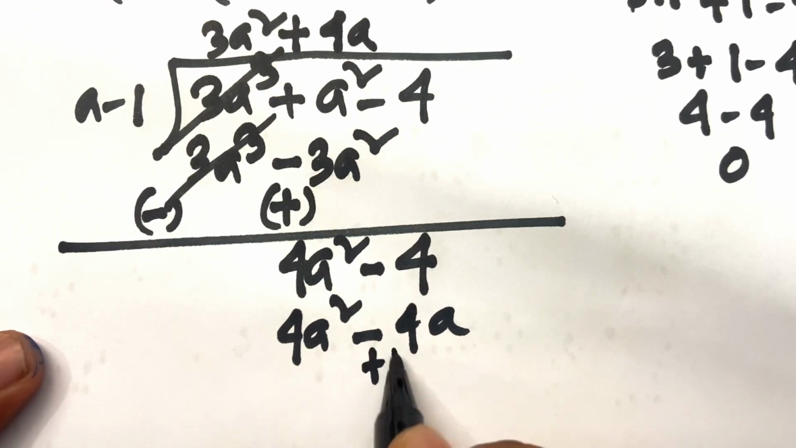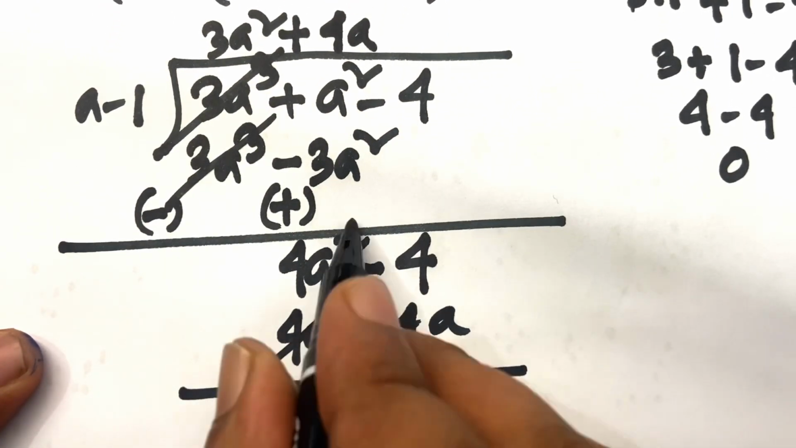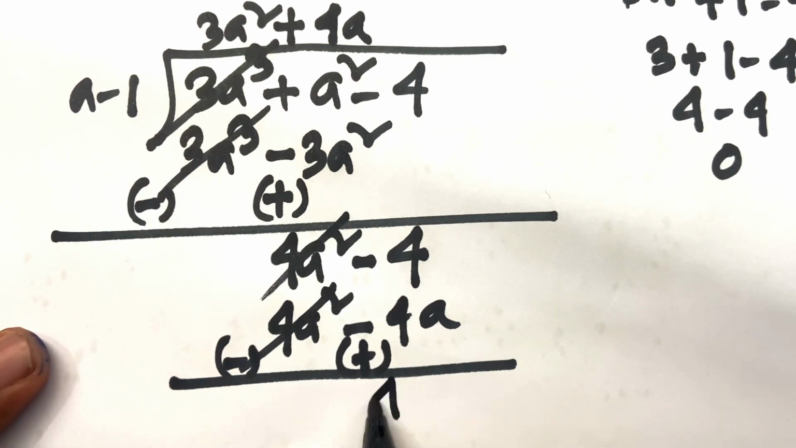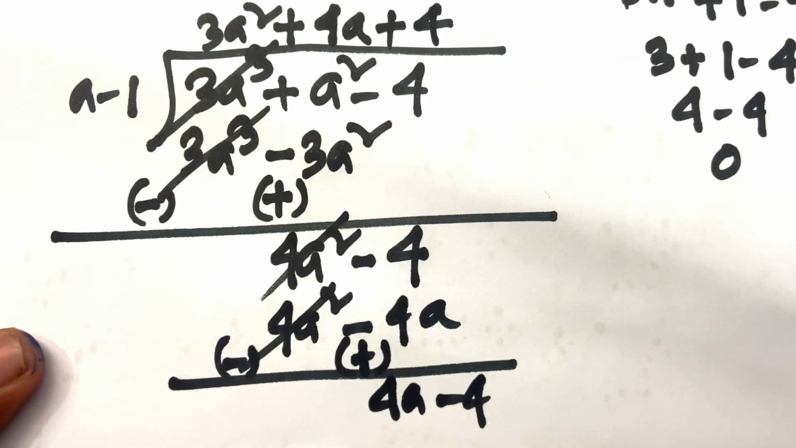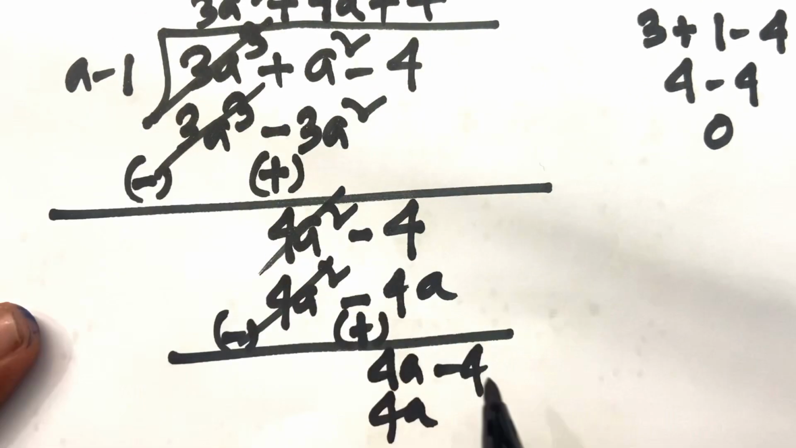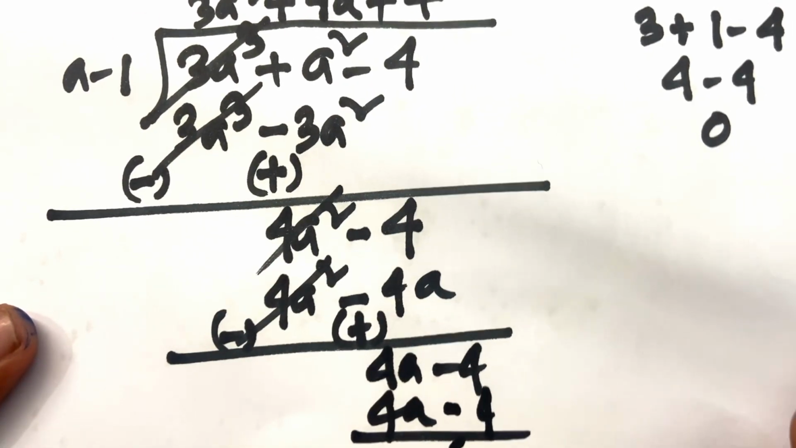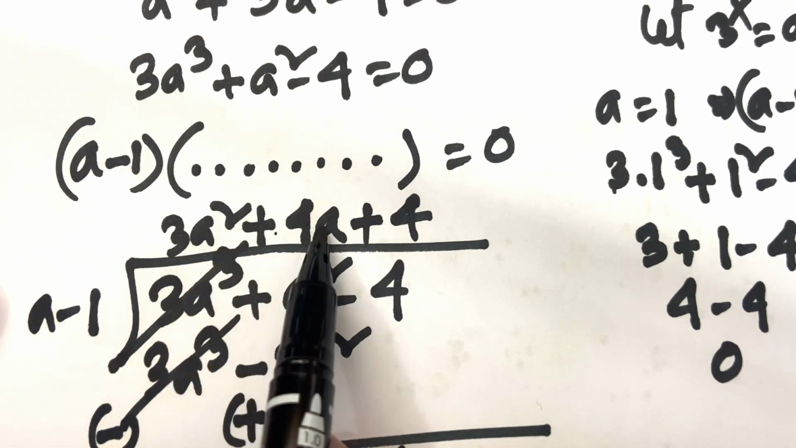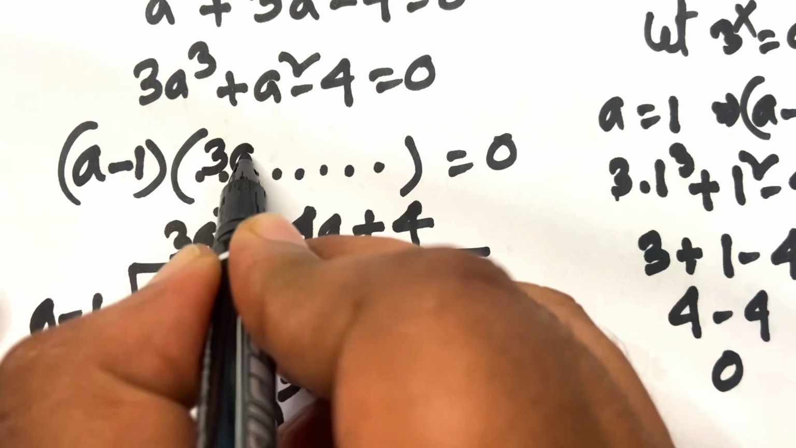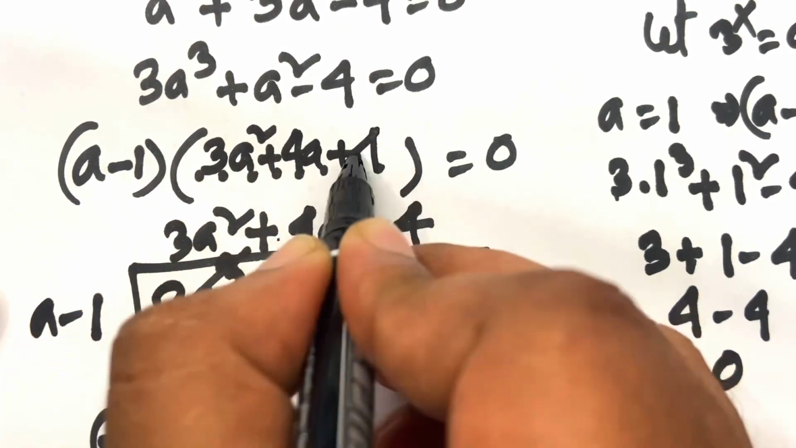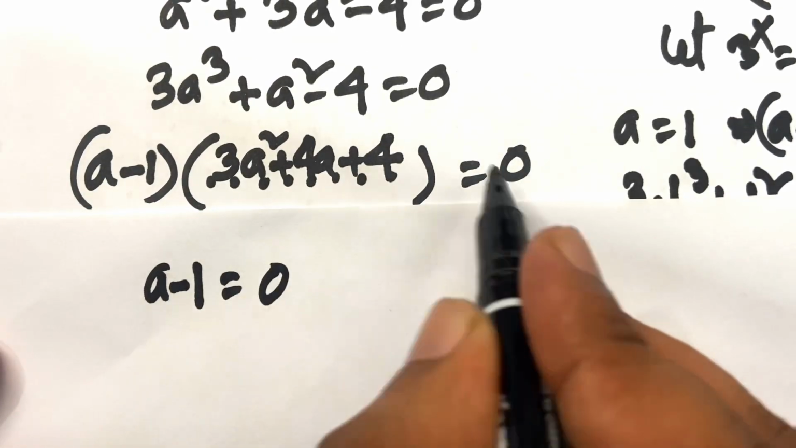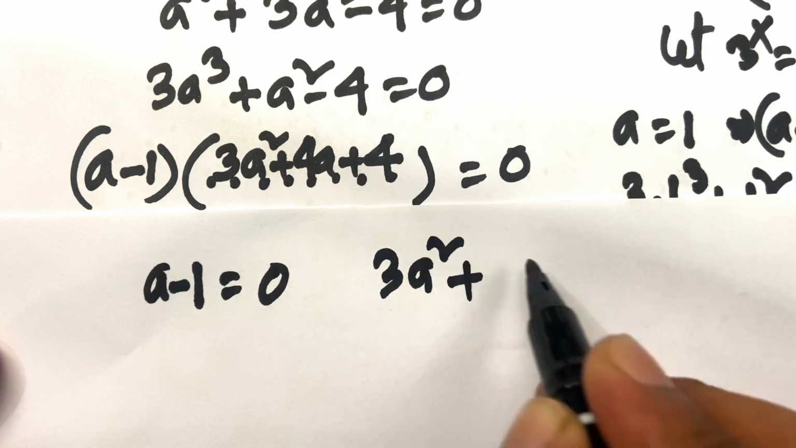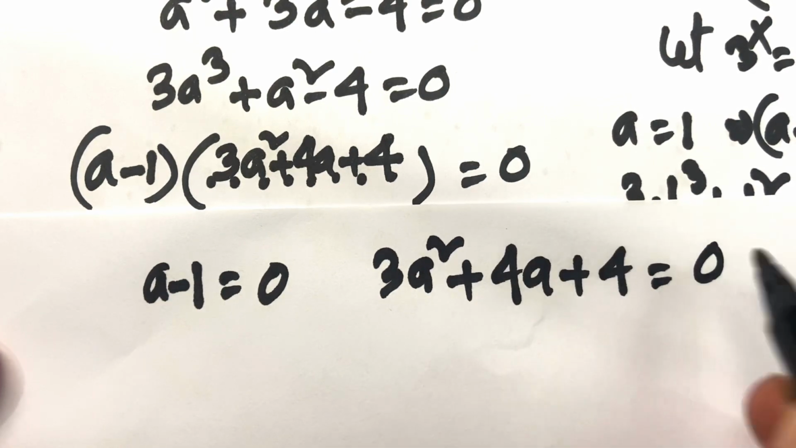Again change the sign, so this cancels, and we get 4a minus 4. Now 4 times a is equal to 4a, and minus minus 4, so this is 0. Now I can say this factor is 3a squared plus 4a plus 4. Now we find two cases: a minus 1 is equal to 0, or 3a squared plus 4a plus 4 is equal to 0.